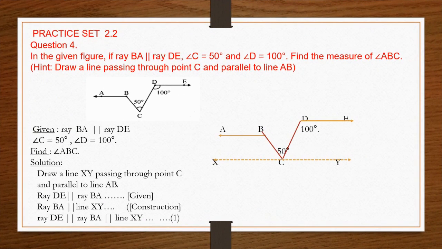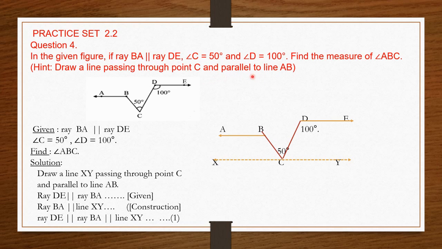We have already completed 3 sums from the practice set 2.2. Let's move on to your question number 4. In the given figure, if ray BA is parallel to ray DE, angle C equals 50 degrees and angle D equals 100 degrees. Find the measure of angle ABC. Hint is given: draw a line passing through the point C and parallel to the line AB.